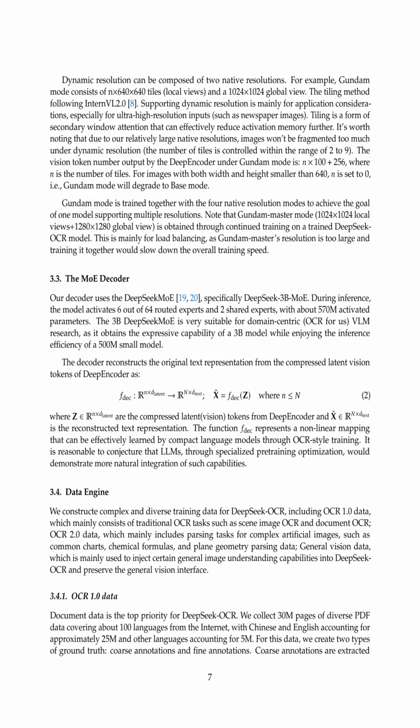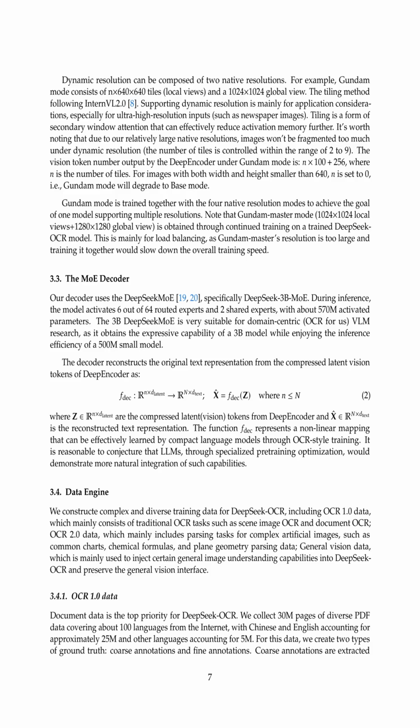It's worth noting that due to our relatively large native resolutions, images won't be fragmented too much under dynamic resolution. The number of tiles is controlled within the range of 2 to 9. The vision token number output by the DeepEncoder under Gundam mode is n×100+256, where n is the number of tiles. For images with both width and height smaller than 640, n is set to 0, i.e., Gundam mode will degrade to base mode.